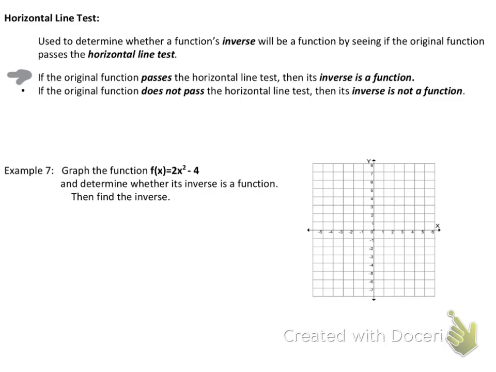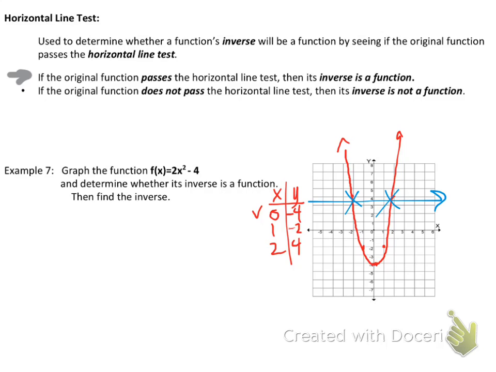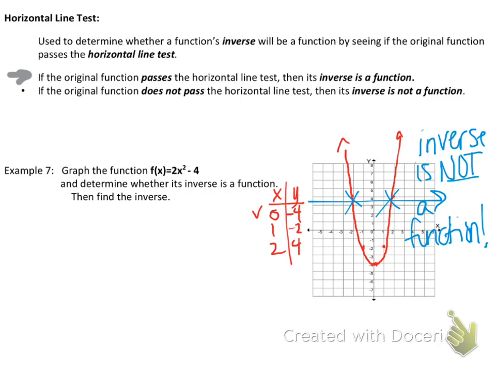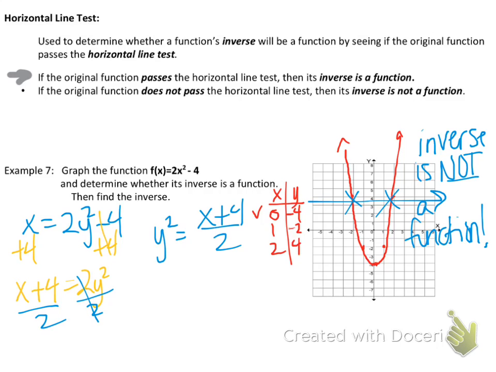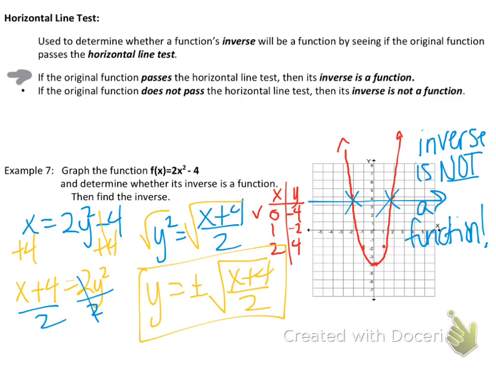So let's go ahead and graph this function. We can do so by making a t-chart, recalling that the vertex is at 0, -4. And then we can see that because it fails the horizontal line test, the inverse is not a function. But we're going to go ahead and find the inverse, flipping the x and the y. Solving this for y, we get that y equals plus or minus the square root of x plus 4 all over 2.